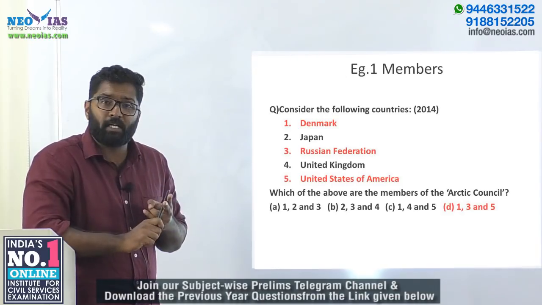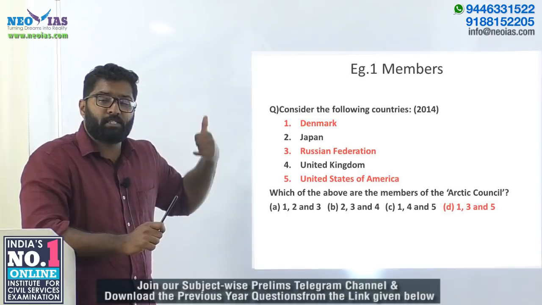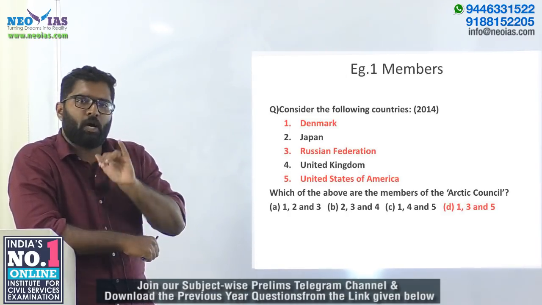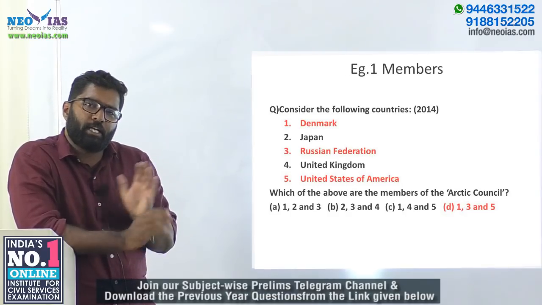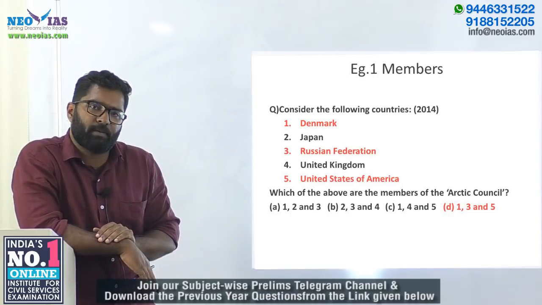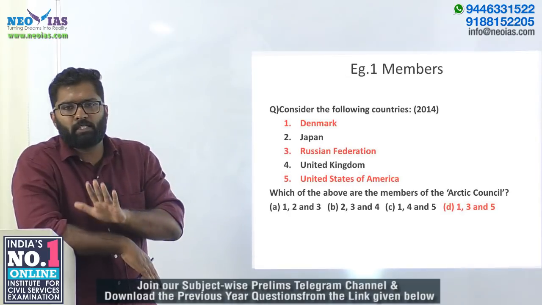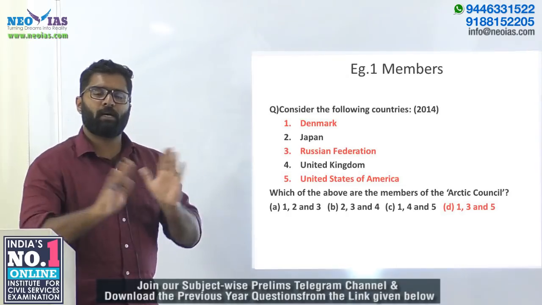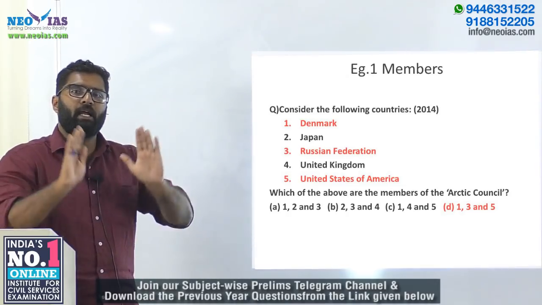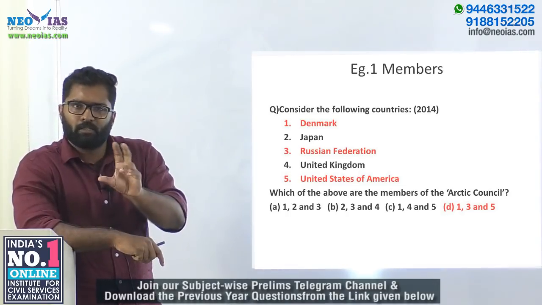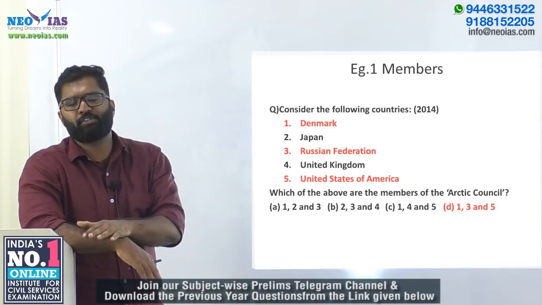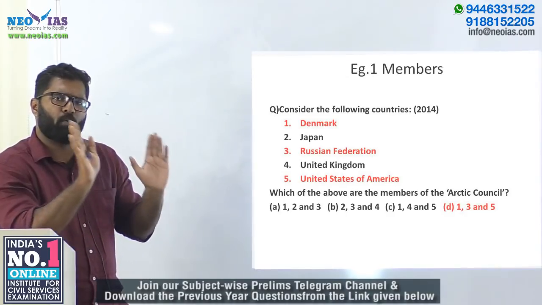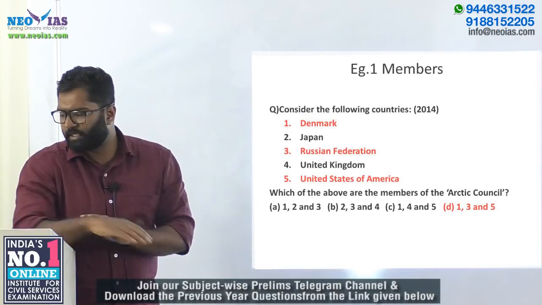The second aspect is whether the organization in question is a regional organization or global organization. Now, how can you distinguish between a regional organization and global organization? It is very simple. A regional organization caters to a specific region, while a global organization caters to the entire world. That is how we can simply distinguish between regional and global organization, and the Arctic Council is obviously a regional organization.